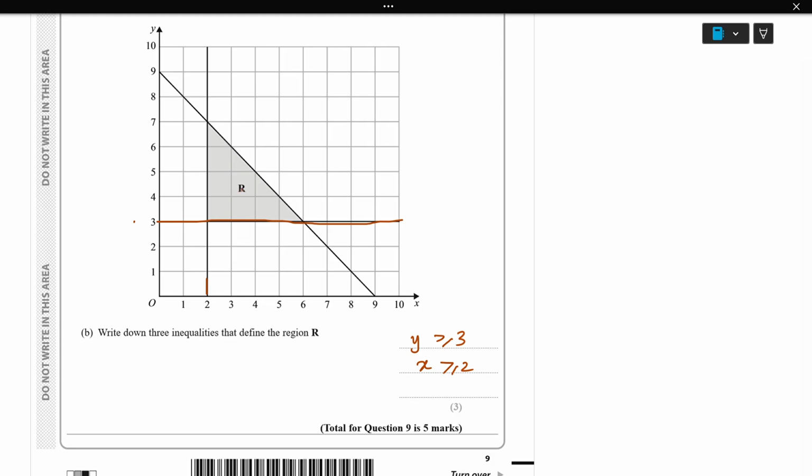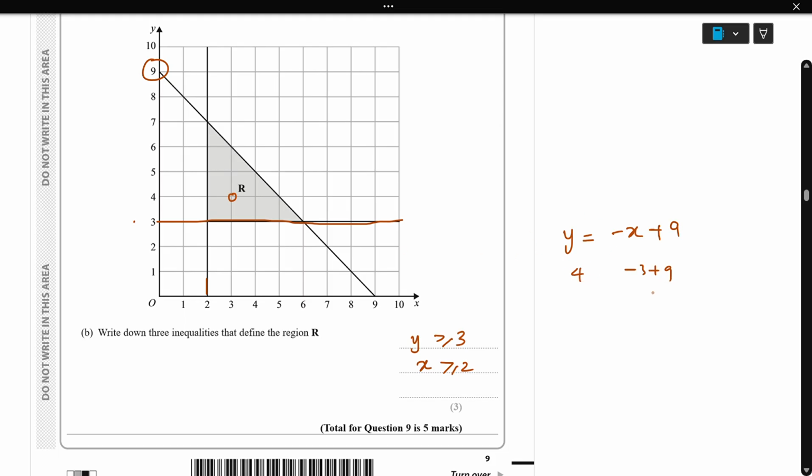Now the last equation I'll write first. Y equal to the gradient. Gradient is going to be change of y over change of x. 1 2 3 4, 1 2 3 4, 4 over 4 is equal to 1. So the line is going downward, so minus x plus y intercept value. Y intercept is 9, so plus 9. Now we have to check whether it's greater than or less than. So I'll pick one point from here, 3 comma 4, and minus 3 plus 9, so 6. This side is greater.